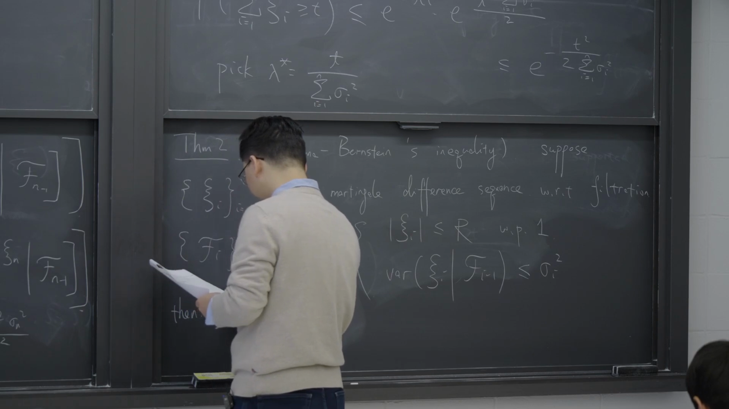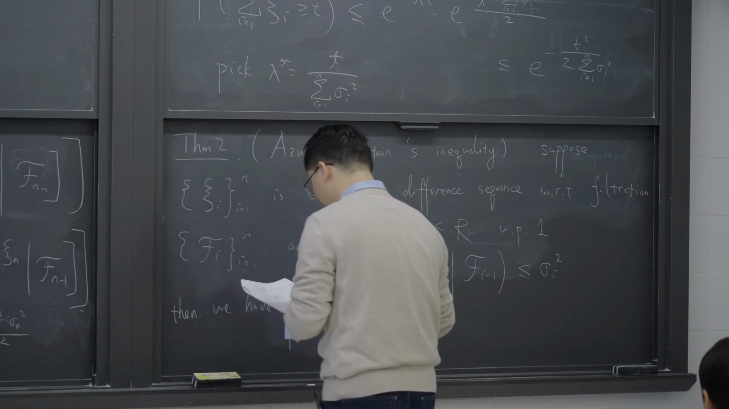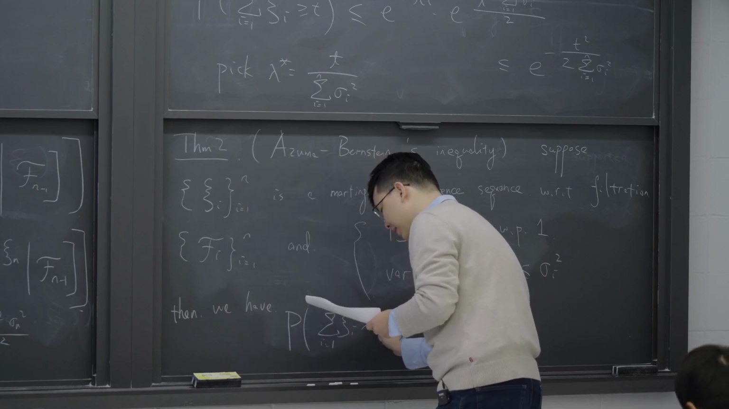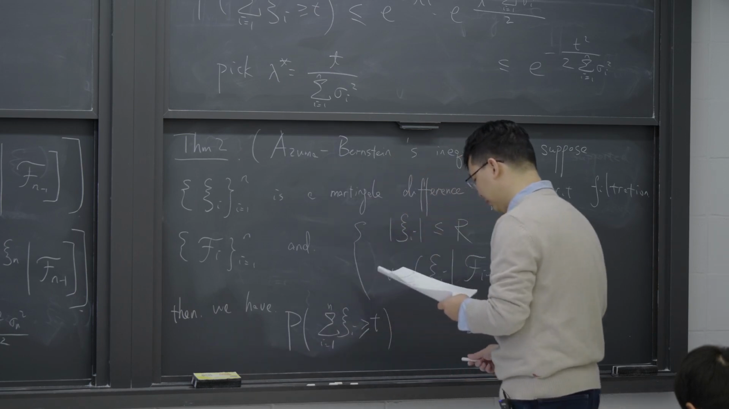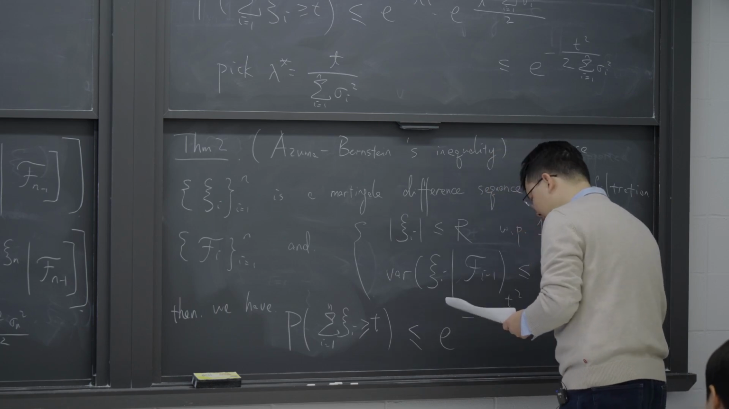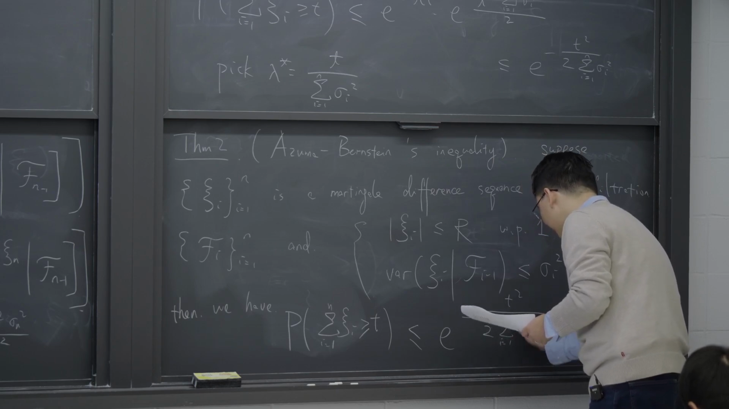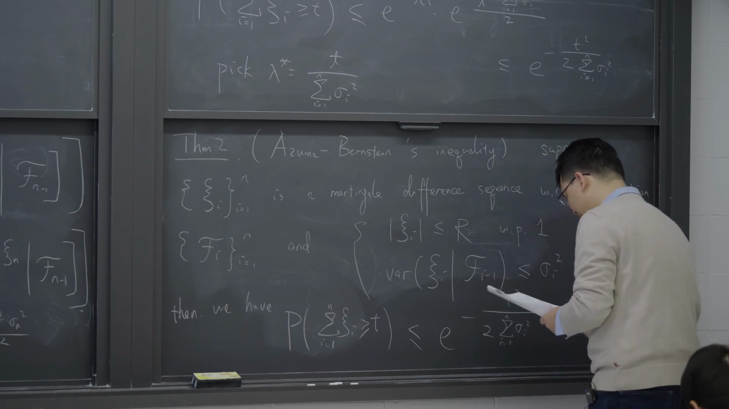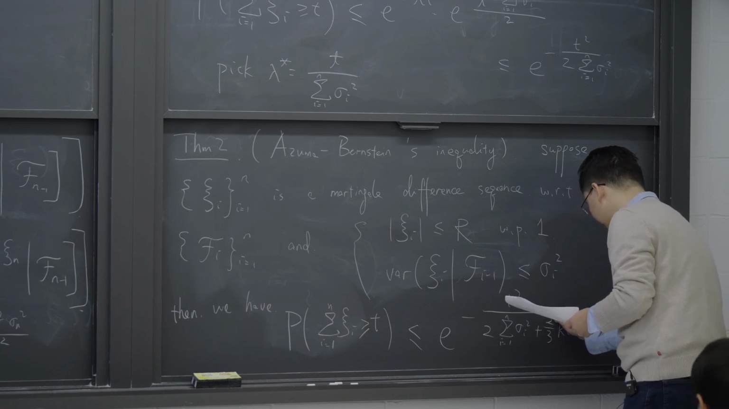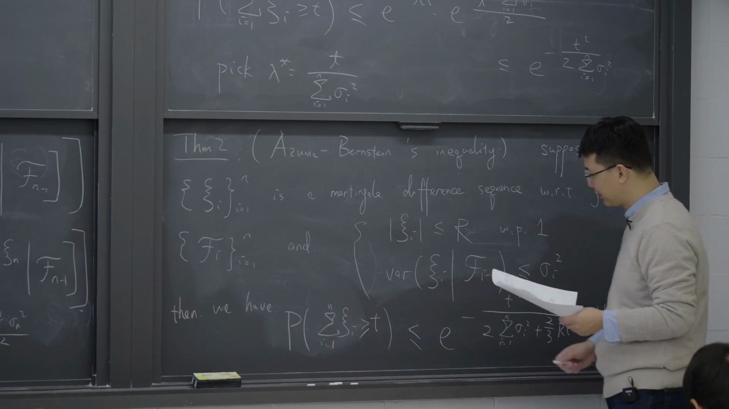Then we will have that, again, the probability of the summation i from 1 to n of Ci greater or equal to t is less or equal to e to the minus t squared over 2 times the summation i from 1 to n of sigma i squared plus 2 over 3 R t, for any t greater than 0.